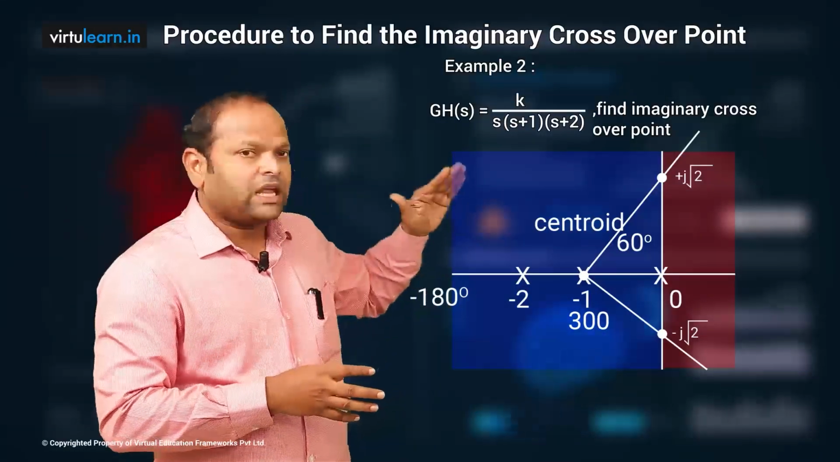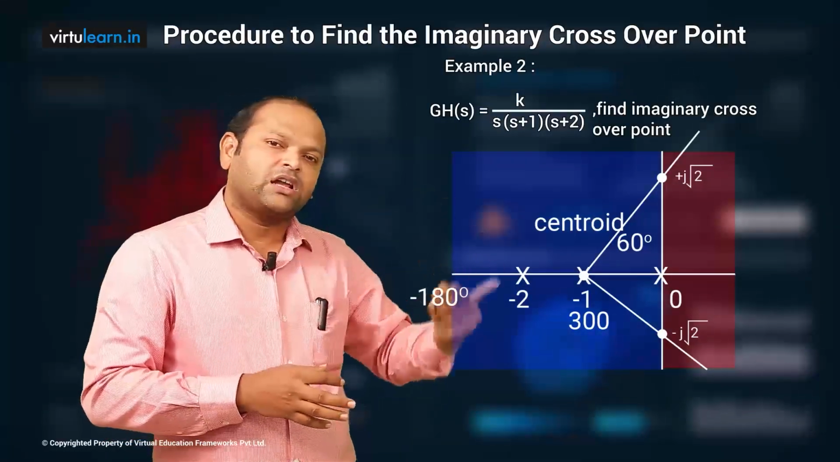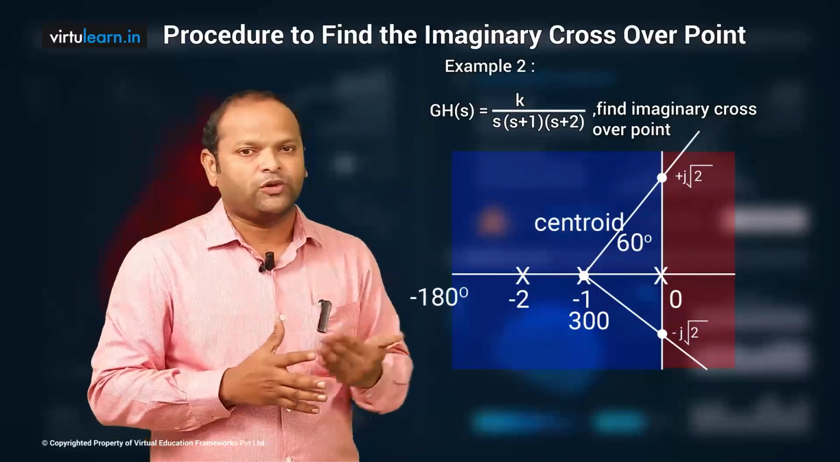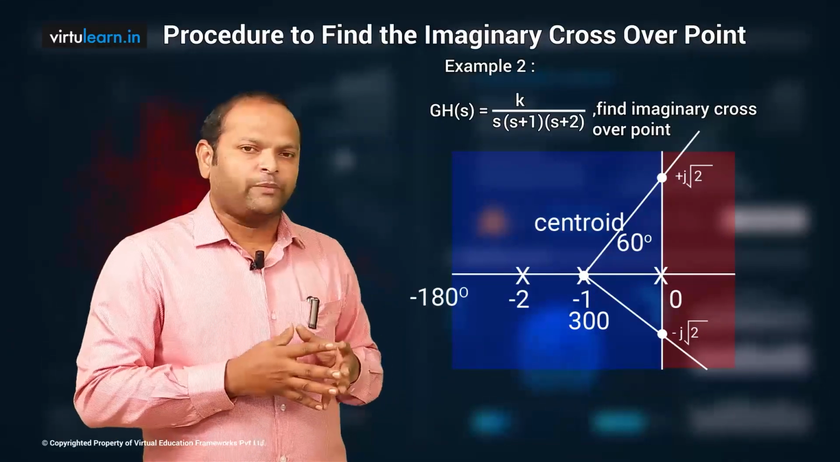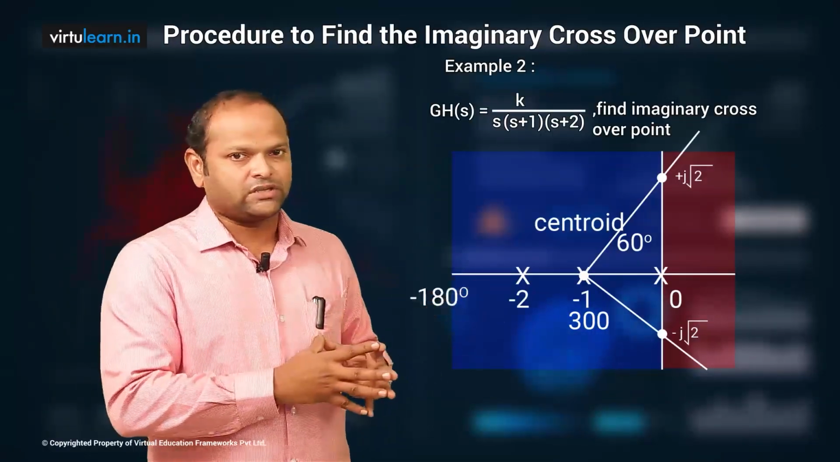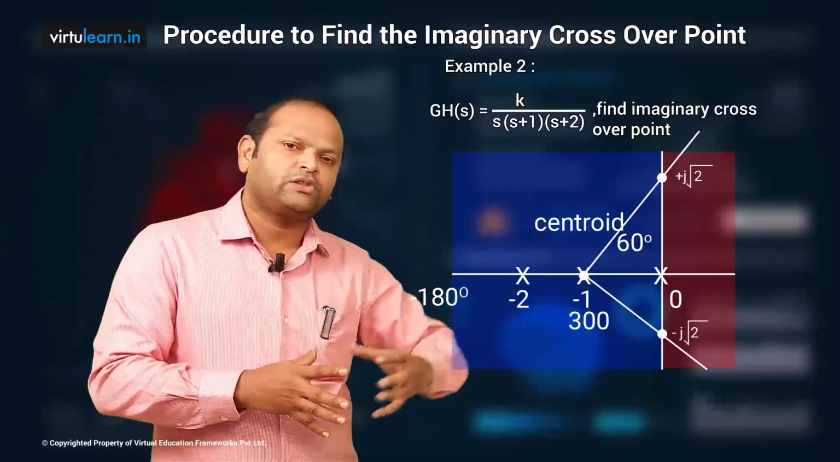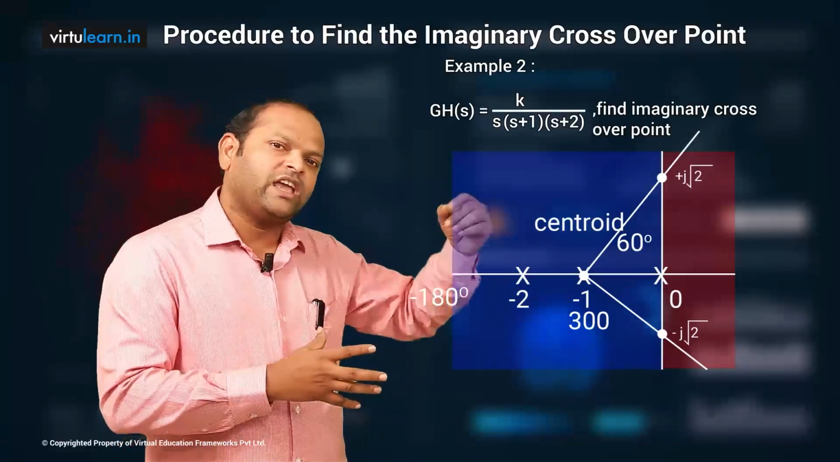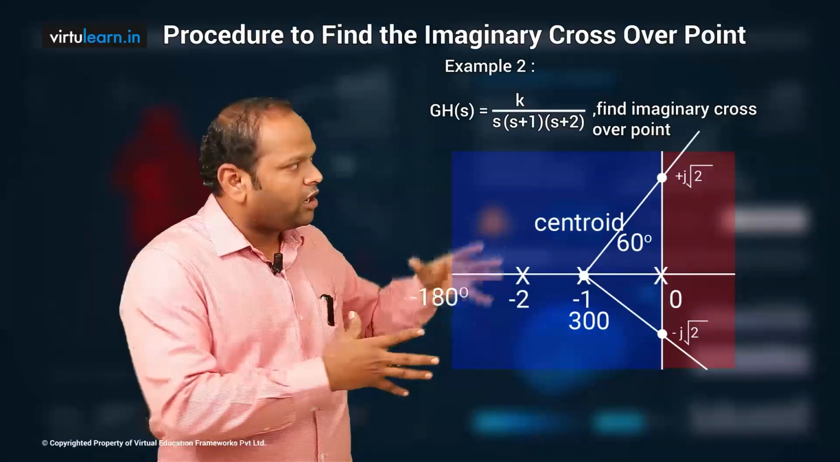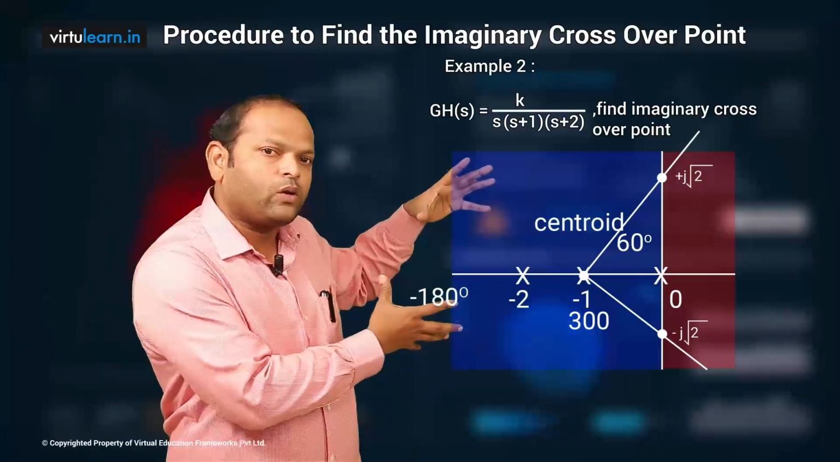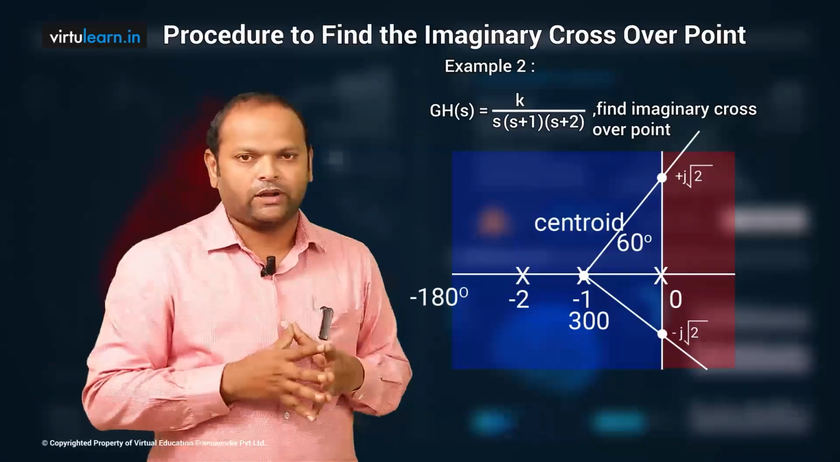Now if the imaginary crossover point does not exist, what does it mean? The system may be an absolutely stable system, which means for all values of k, my system is stable. Means you vary the k value from 0 to infinity, all my poles are lying in the left of the S-plane, hence the entire root locus will be in the left of the S-plane only.